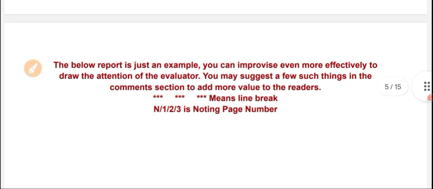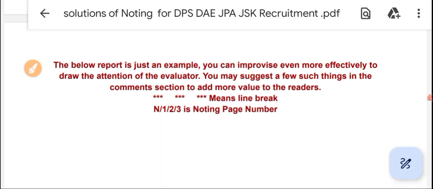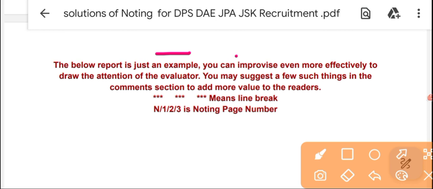What I want to say here is that N1, N2, N3 will be the noting page numbers. This is the shortcut for noting. N1, N2, N3 are page numbers. Below, the reporting is just an example. You can improve it to draw the attention of the evaluator. You may suggest a few things in the comment section to add more value for the readers.